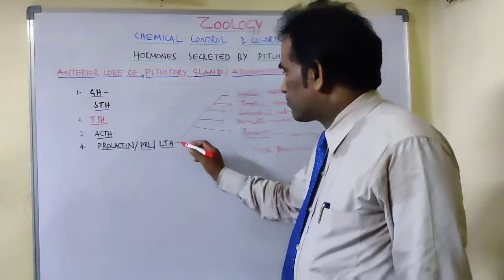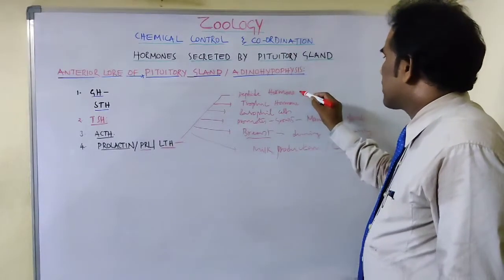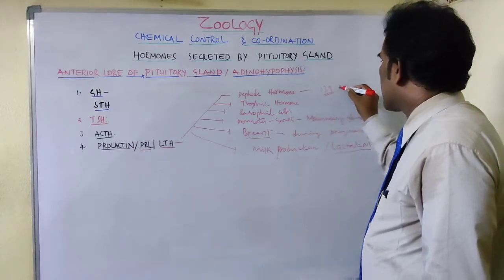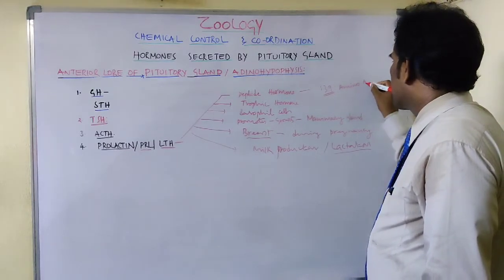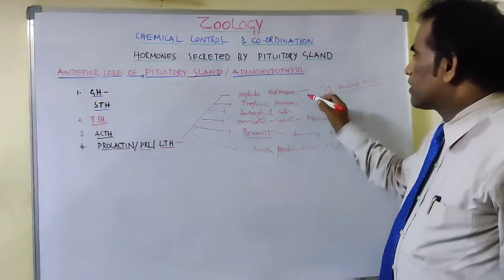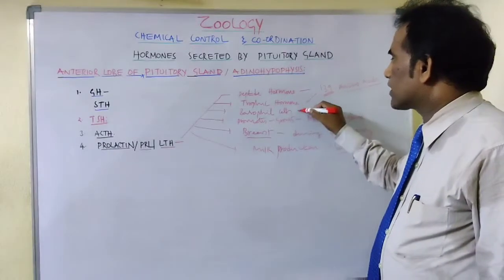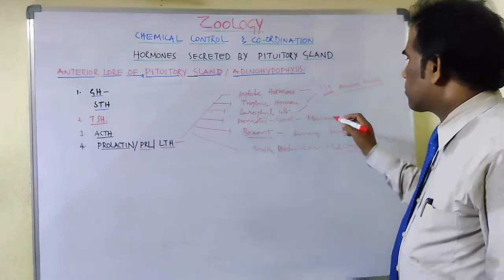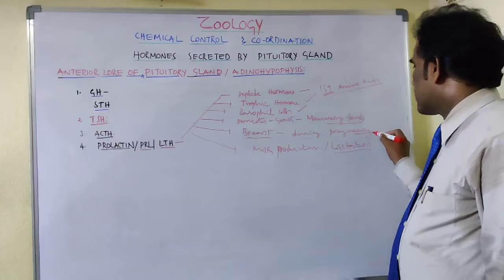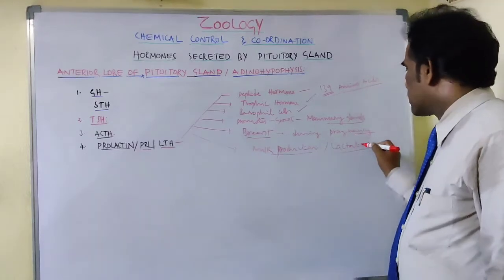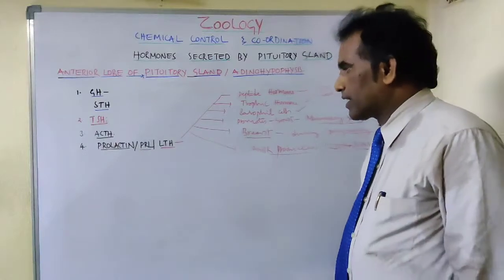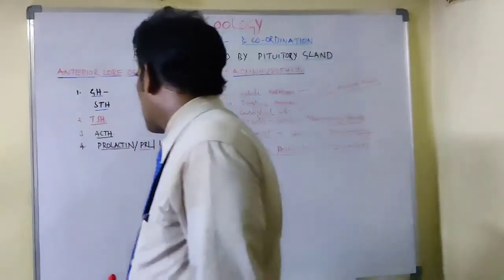This prolactin is a peptide hormone which is formed by 139 amino acids. It is a trophic hormone secreted by the basophil cells and promotes the growth of mammary glands and development of the breast during pregnancy, and the milk production or lactation. So this is about LTH, that means prolactin or PRL.